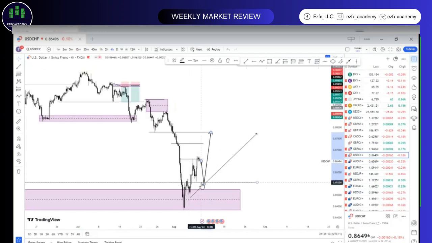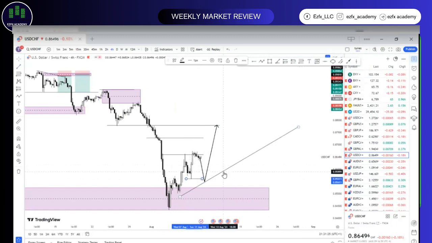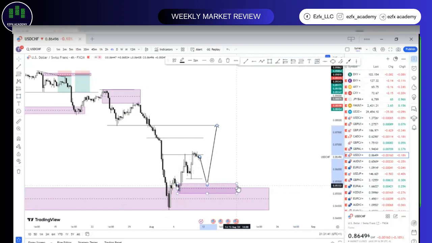Let me delete this that was here. This was from last week. So we might get to see price take out this low, and then maybe a reaction from somewhere around here. So this is what I'm watching out for currently. I think we can pull this a bit deeper. The current demand zone I'm watching out for is between 0.85417 and 0.85011.